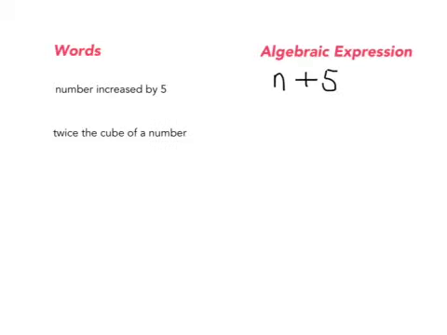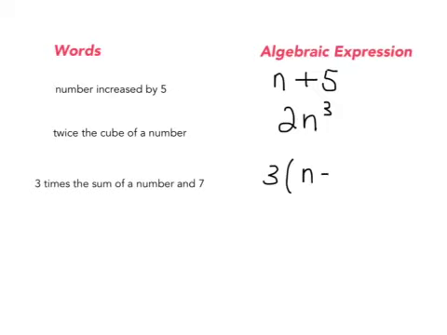There is a language of algebra that provides us a powerful way to translate word expressions into algebraic or mathematical expressions. Variables are used to represent numbers that are not known. We can use any letter to represent a variable. If we say we have a number increased by 5, an algebraic expression to represent this verbal expression could be n plus 5. Twice the cube of a number would be 2n cubed. 3 times the sum of a number and 7 could be written as 3 times the quantity of n plus 7.